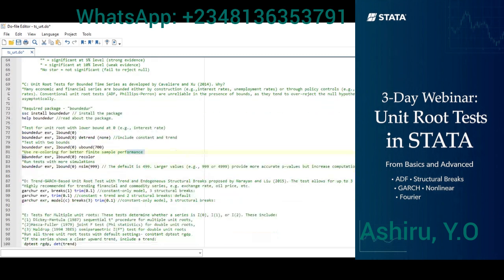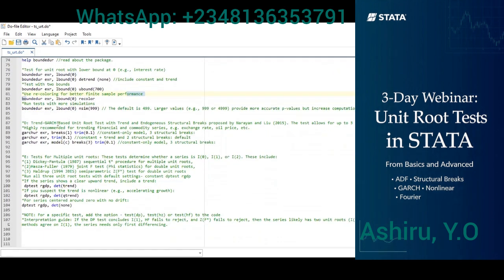Now I'll be talking about the trend GARCH-based unit root test. This unit root test is used especially for energy series and financial series that are always volatile. This test captures volatility and also accounts for structural breaks, up to 3 structural breaks. The test was proposed by Narayan and Liu, 2015.